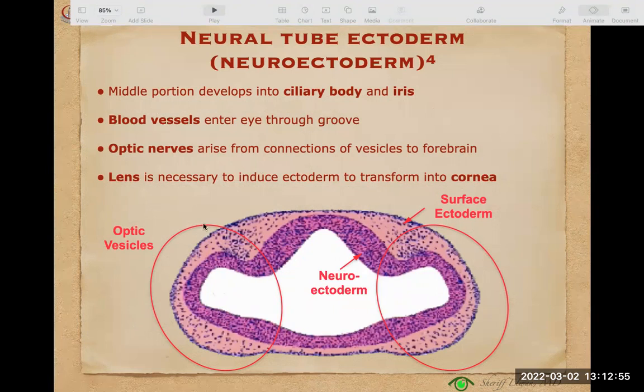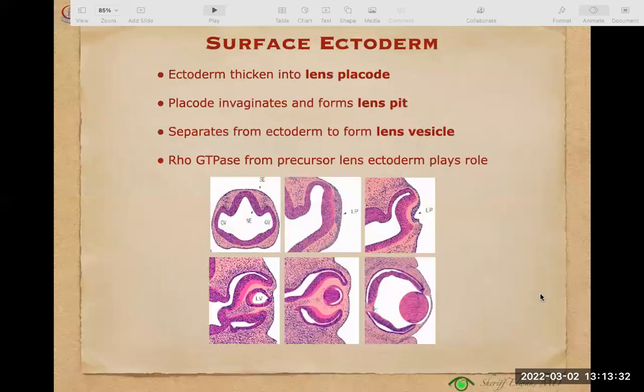We come back to the middle portion of the neuroectoderm, which forms the ciliary body and iris, and the blood vessels, which are mesodermal in origin, the second wave, enter the eye through the groove on the lower side. The optic nerves arise from the connection between the vesicles and the forebrain, and this connection is called the optic stalk. Then the lens is necessary to induce the ectoderm to transform into the cornea. This is the induction theory: formation of vesicles, then formation of lens, and then formation of cornea. If one fails, the next will fail as well.